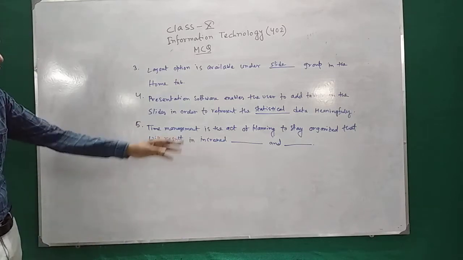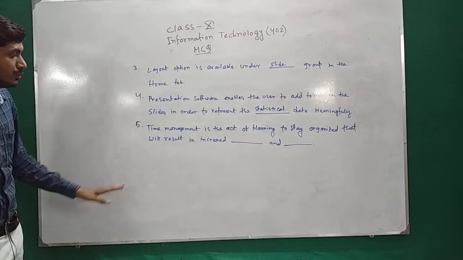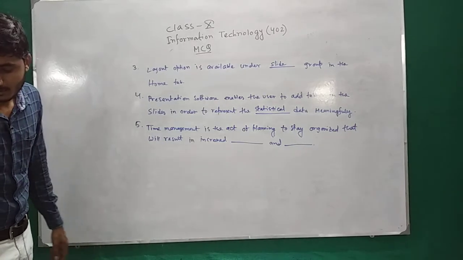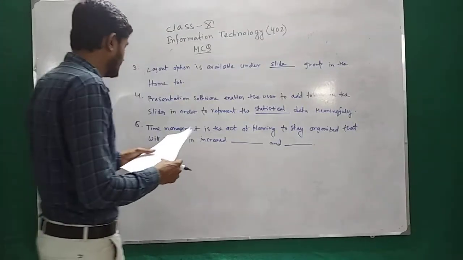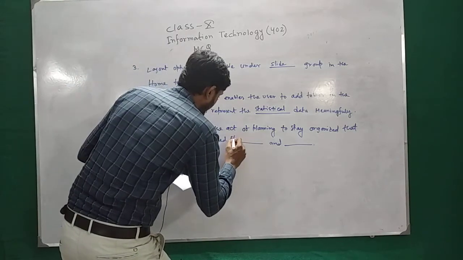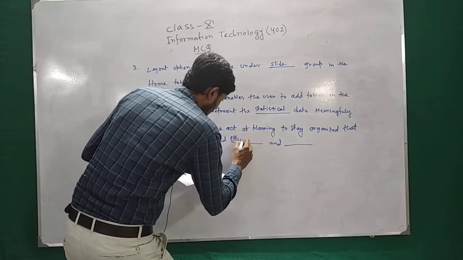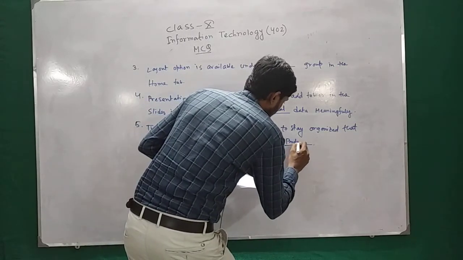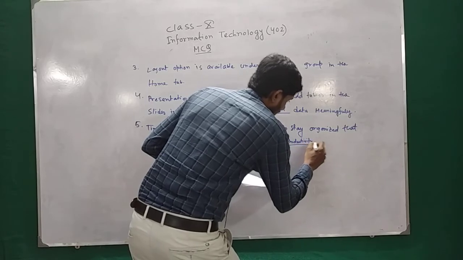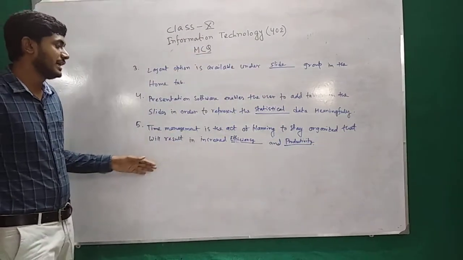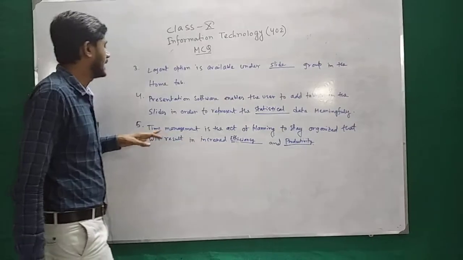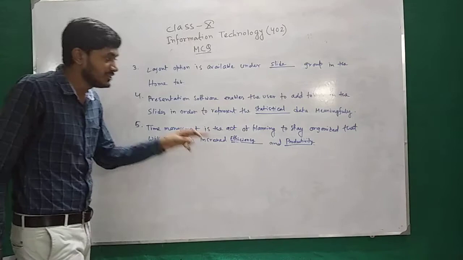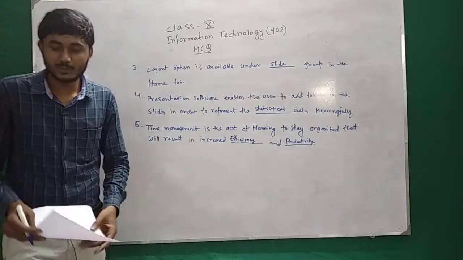Time management is the act of planning to stay organized that will result in increased dash and dash. So the answer is two features, that means efficiency and productivity. So time management depends upon efficiency and productivity. Time management is the act of planning to stay organized that will result in increased efficiency and productivity. Clear everyone? Okay, next one.